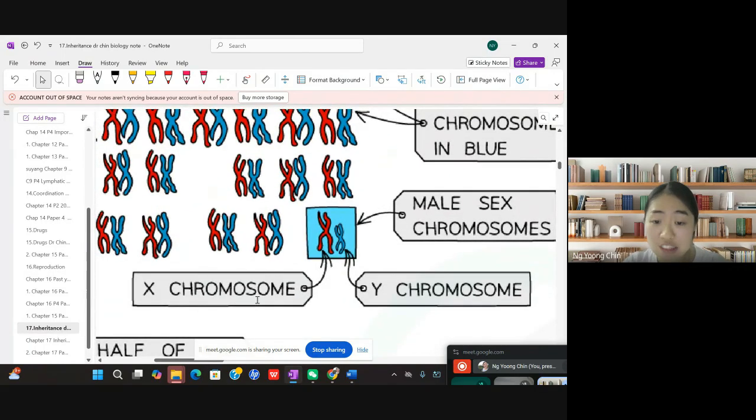Which chromosome has a larger size? Which one has a small size? Is it the X chromosome or the Y chromosome? Which one has the larger size? The X chromosome. Yes, it's the X chromosome. It's larger in size, and the Y chromosome is smaller in size.